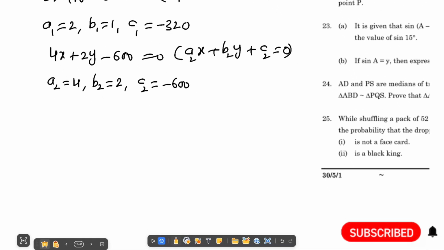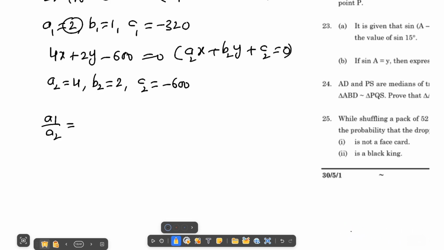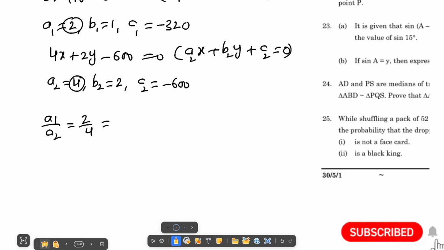So let's find the values of the ratios of coefficients. a1 by a2: what is a1 here? a1 is 2 and a2 is 4. So 2 by 4. After cancellation, 2 ones are 2, 2 twos are 4, so you will get 1 by 2.